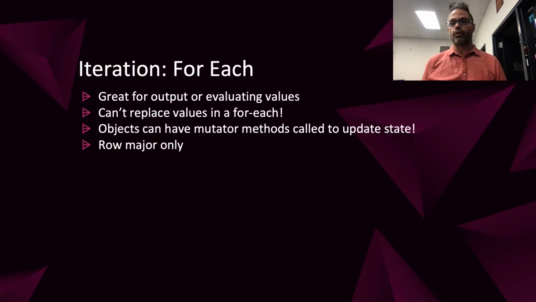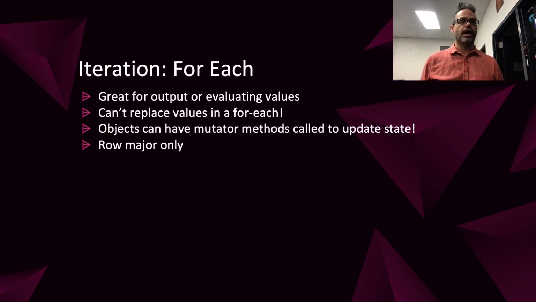We can also use a for each loop to iterate over a 2D array. And this is great if you want to output or evaluate values. You can't, however, replace values with it because you can't modify the structure of a 2D array with the for each loop. But you can call mutator methods on objects. So you can actually update objects with the same approach, because you can call a method on that, because that dot operator allows you to modify the internal state.